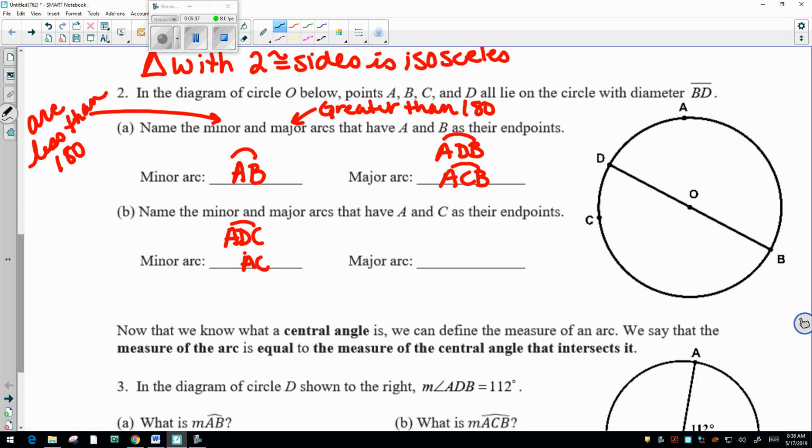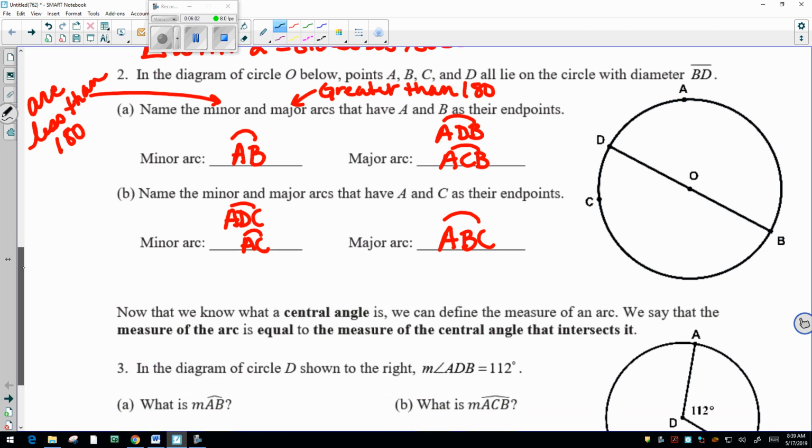Minor arcs are the only arcs that can be named with 2 letters. Major arcs must have 3 letters to help show us the direction that we're traveling. So if I'm going to name the major arc, I'd have to go A to B to C in order to get an arc that's going to be greater than 180. Okay, so that's major, minor arcs.